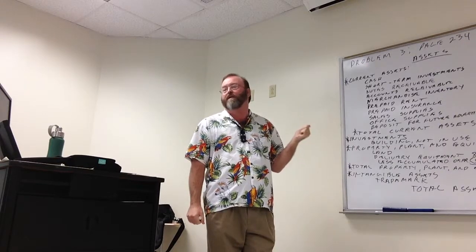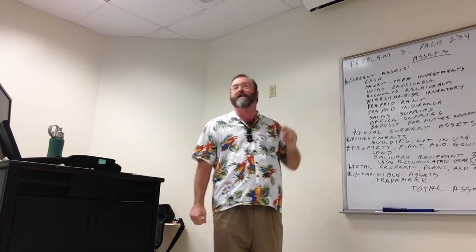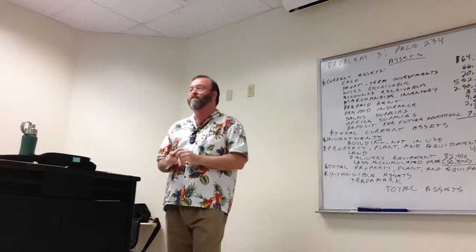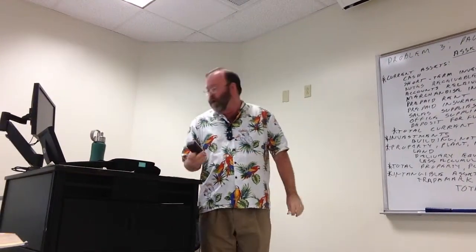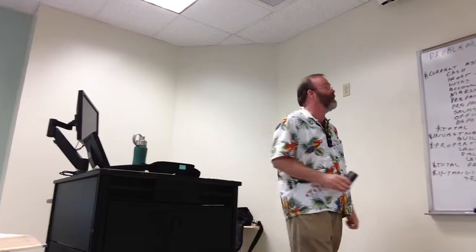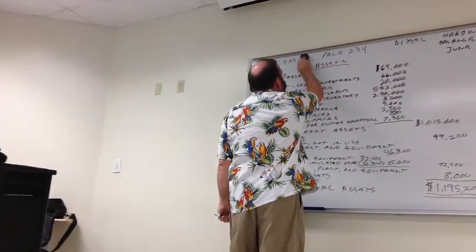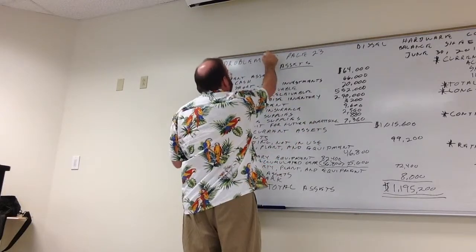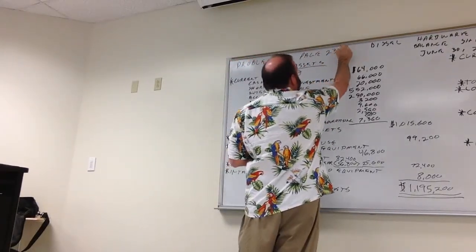Questions on this one? And we're spending 2 days on this, so this is just the start to introduce it. All right, let's go on to the multi-step income statement, which is the other half of these 2 chapters. So page number 236, we'll do problem number 7. So problem number 7 on page 236.